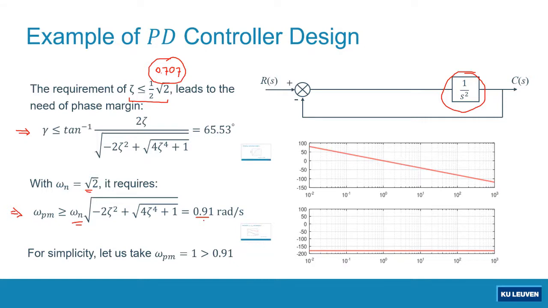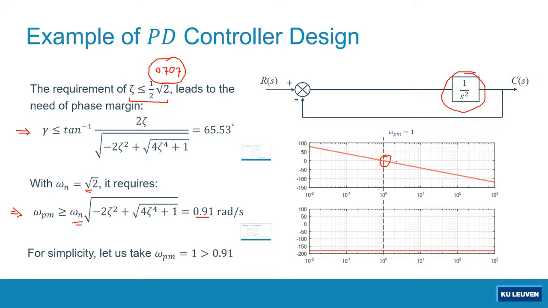Where or when will this happen? Phase margin frequency equal to 1 radian per second will be somewhere here. I indicated it in this Bode diagram. This dashed line indicates phase margin frequency equal to 1. This will happen, if you still remember, if the magnitude value at this frequency is equal to 0 dB.